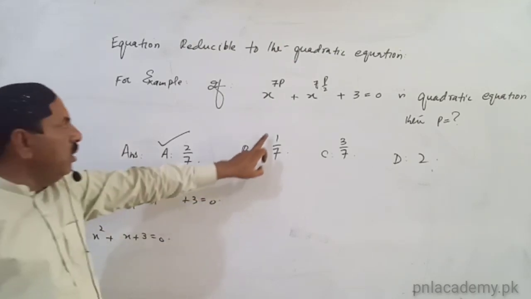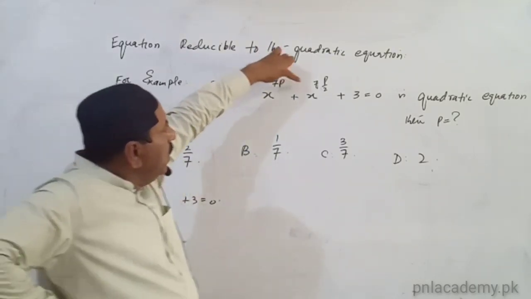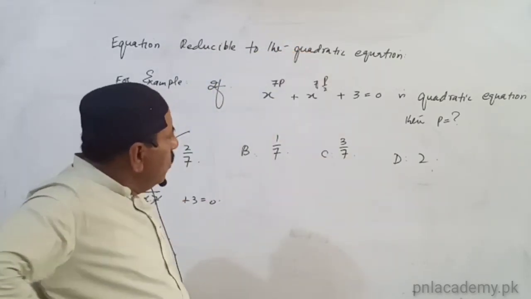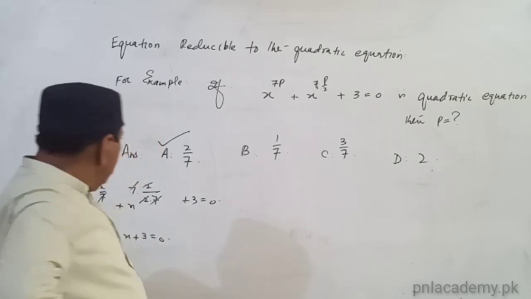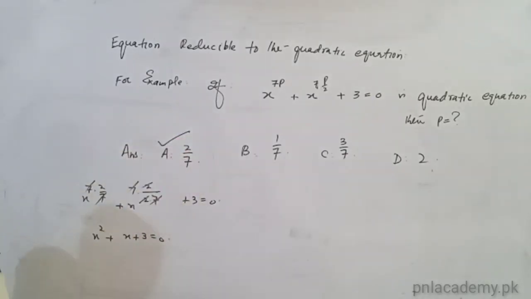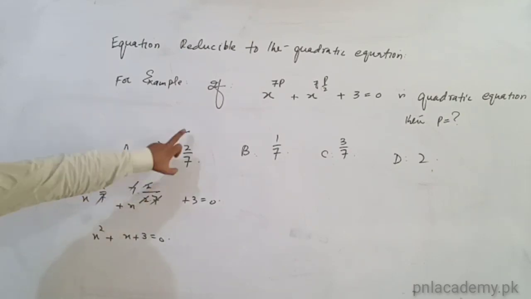When we substitute the value of 1 upon 7, it will be x power 1 upon 2, which is not a quadratic equation. Therefore, when we substitute the value of p is equal to 2 upon 7, it gives the shape x square plus x plus 3 is equal to 0, which is a quadratic equation, so the answer is p equal to 2 upon 7.